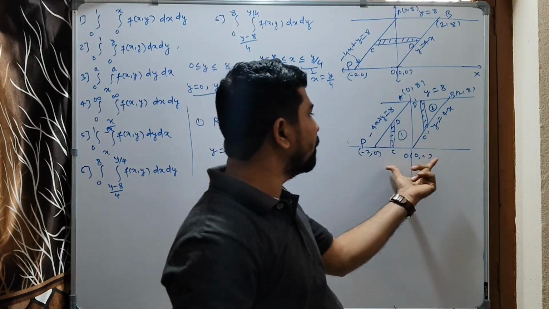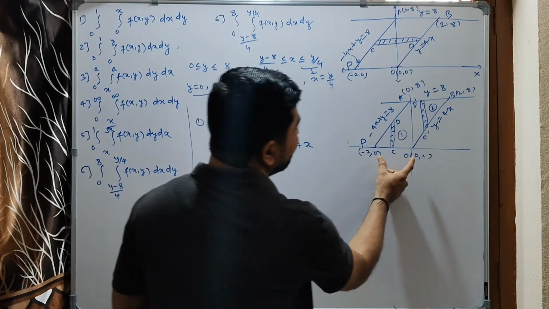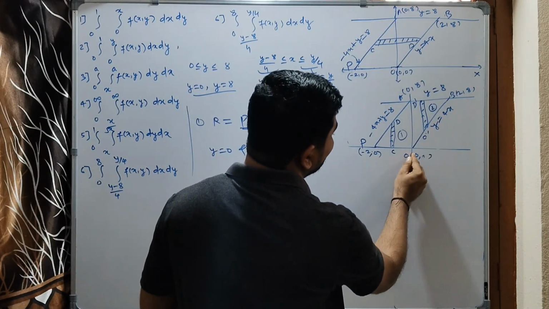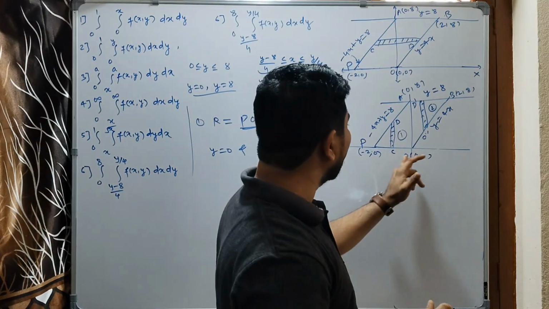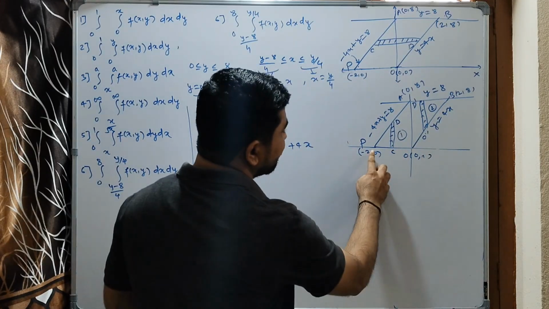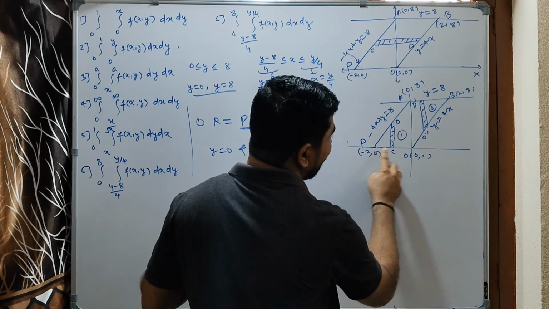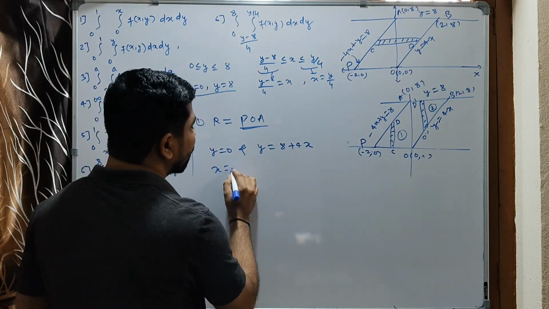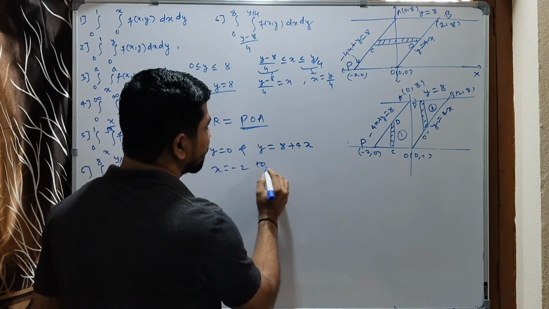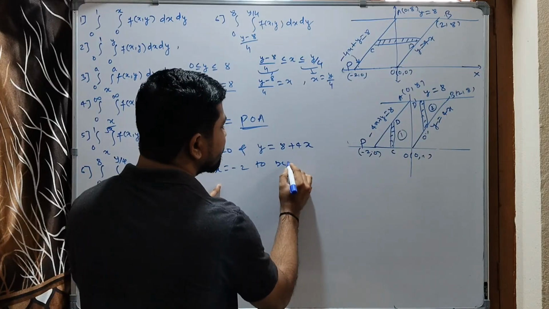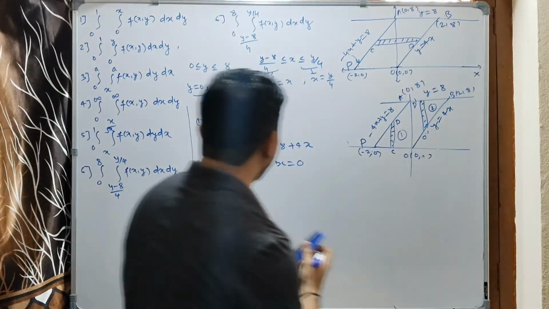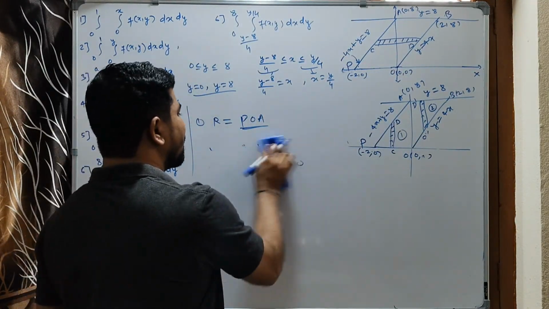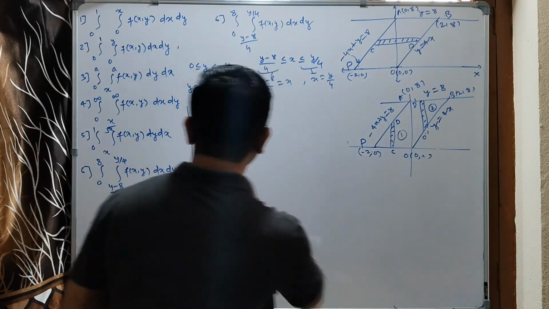Now I want to find the limits of x, along the x axis. So here minus 2 to 0. My strip moves from this point to this point. At this point the value of x is minus 2, and at this point the value of x is 0. Therefore the limits of x are x equal to minus 2 to x equal to 0.